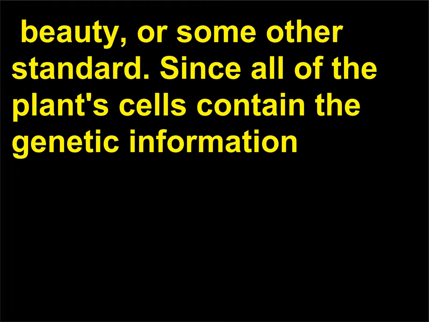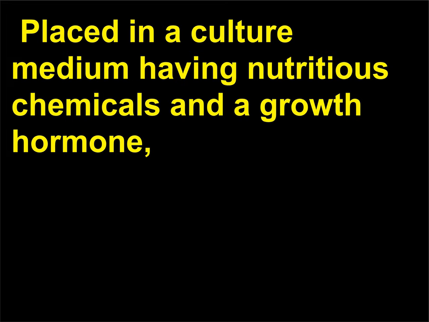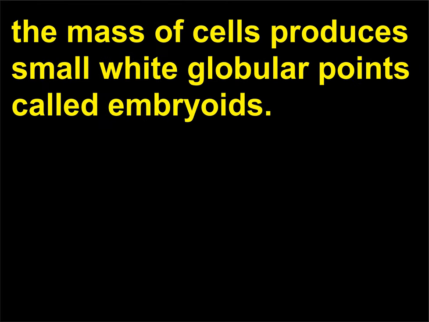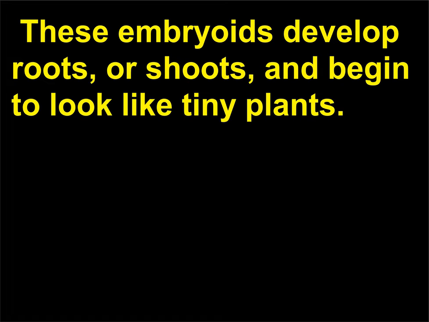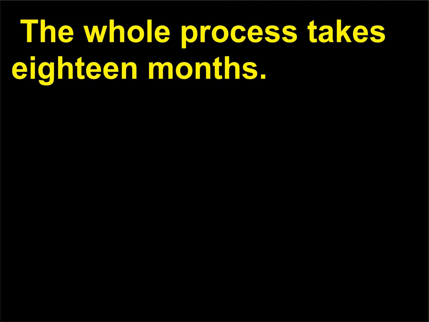Since all of the plant cells contain the genetic information from which the entire plant can be reconstructed, the cutting can be taken from any part of the plant, placed in a culture medium having nutritious chemicals and a growth hormone. The cells in the cutting divide, doubling in size every 6 weeks until the mass of cells produces small white globular points called embryoids. These embryoids develop roots, or shoots, and begin to look like tiny plants. Transplanted into compost, these plants grow into exact copies of the parent plant. The whole process takes 18 months.